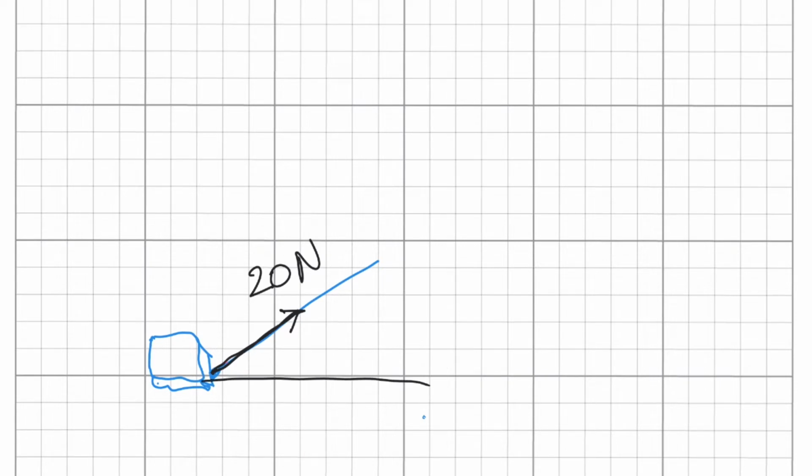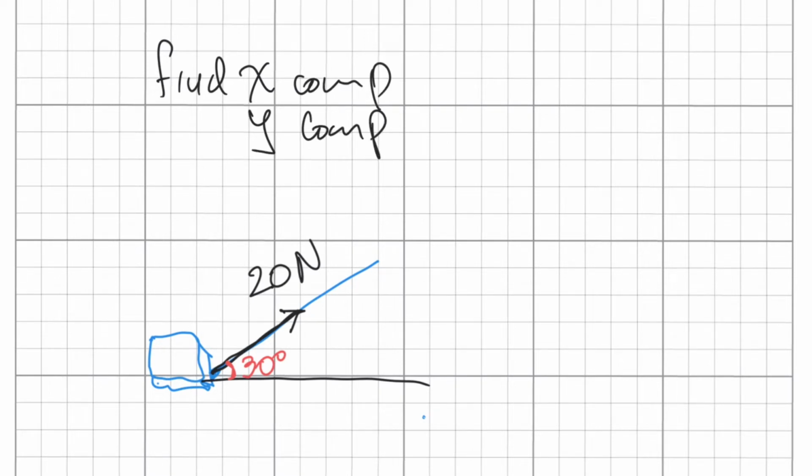and the vector force is, let's say, 30 degrees. So normally you will be asked common questions about problems like this. Probably the first one will be find the x component of the vector and find also the y component of the vector. So let's practice doing that.